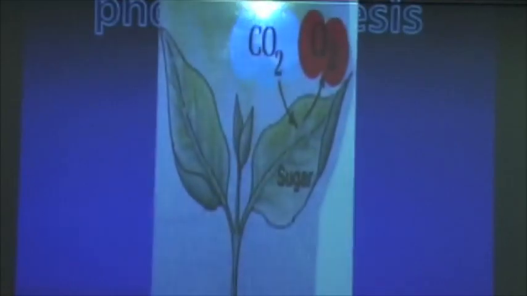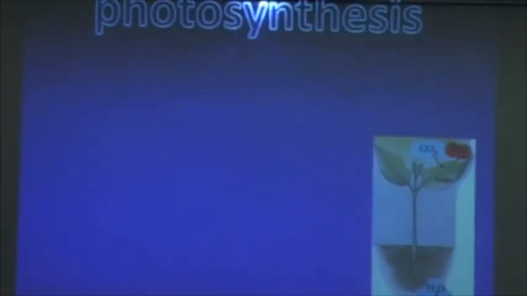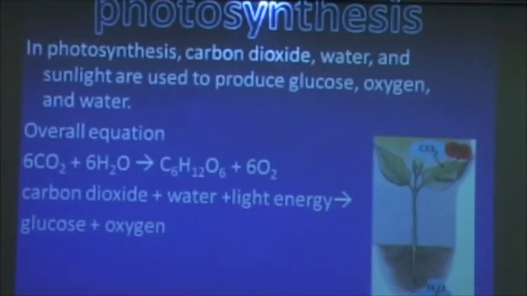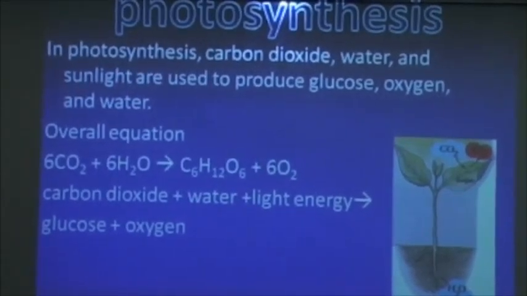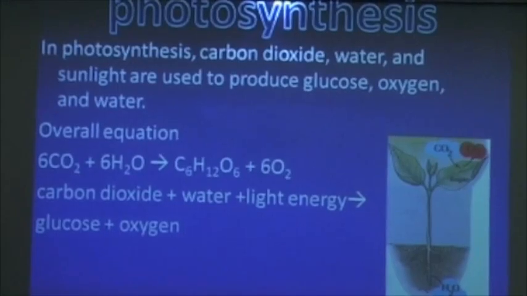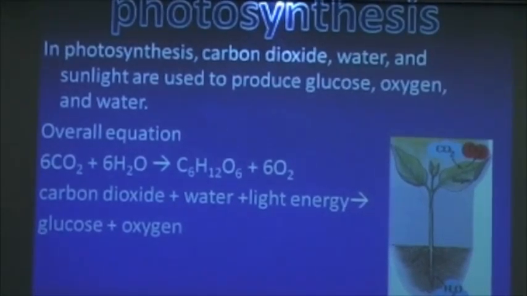Common equations. Photosynthesis. In photosynthesis, carbon dioxide, water and sunlight are used to produce glucose, oxygen and water. Overall equation. This is the equation. Carbon dioxide plus water plus light energy makes glucose plus oxygen.